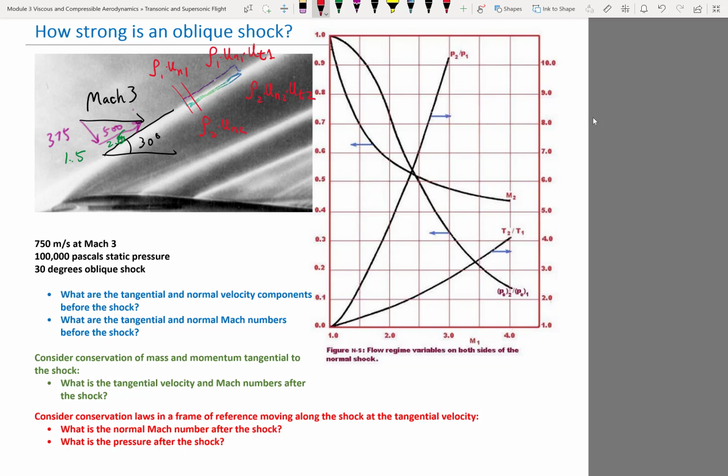Now let's look at what tangential force is applied to this infinitely thin control volume. What is the force in the tangential direction? What are the forces? Somebody think about it.